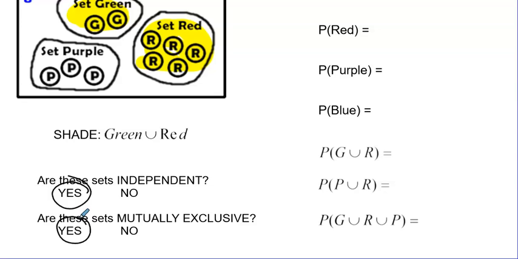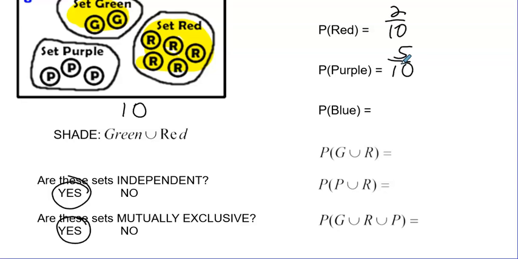So what's the probability of a red? Well, first off, it's always good to find out how many there are. There's 10 total. There's 5 red, 2 green, and 3 purple. So what's the probability of a red? Well, there's 5 red out of 10 total.